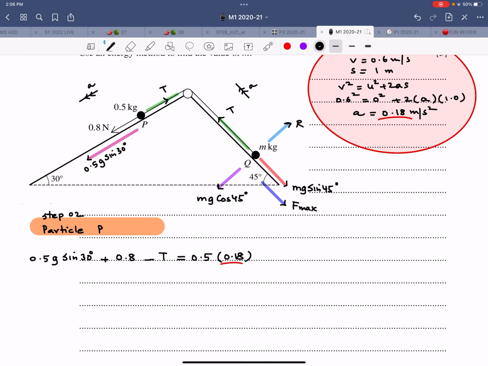So now let me grab my calculator. Let me do some calculation. 0.5 into 10 into sine 30 plus 0.8. This is answer, and then subtracting this thing. So therefore tension comes out to be 3.21 Newton. That is the answer for the second part. So this is the second part that you get, tension.